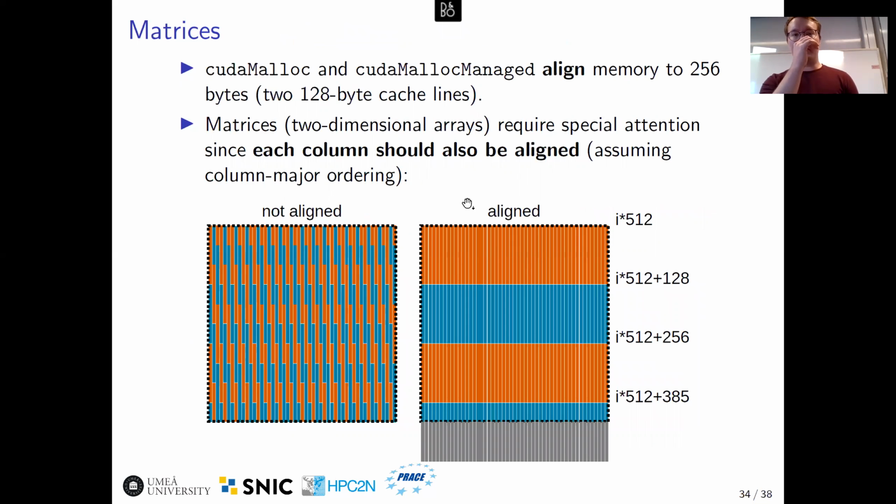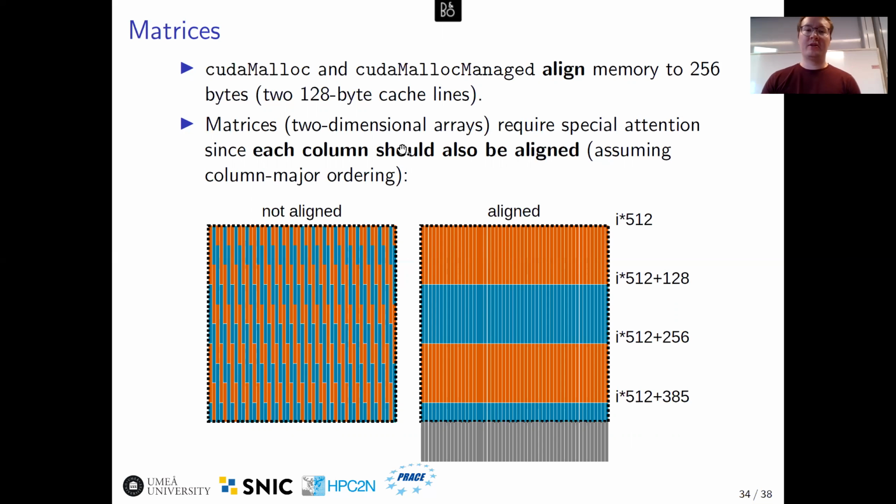Then a couple of words about matrices. If you use cudaMalloc, or there is also a second command that I will talk about tomorrow, which is called cudaMallocAligned, they will actually align the memory to 256 bytes or two 128-byte cache lines. And this works really well when you're dealing with vectors, because then you can be sure that all the memory is aligned in a suitable way.